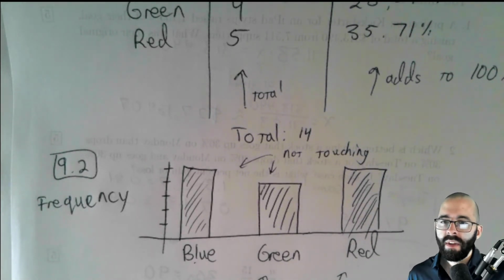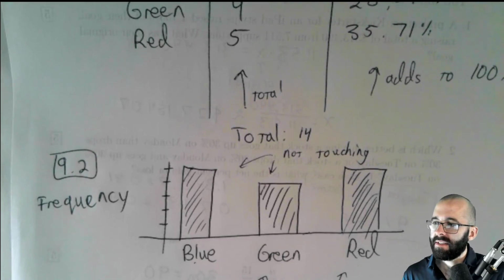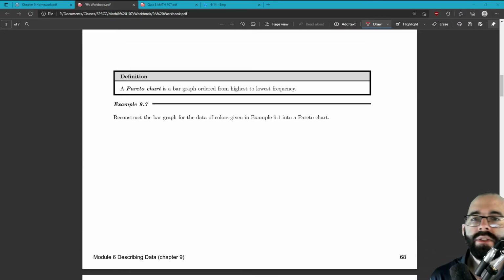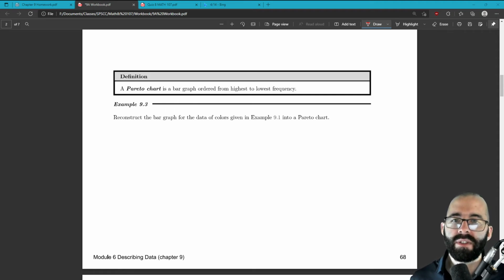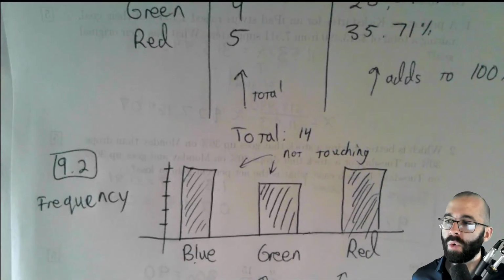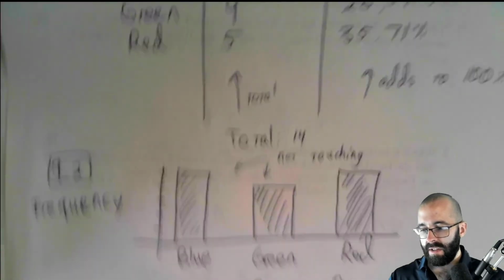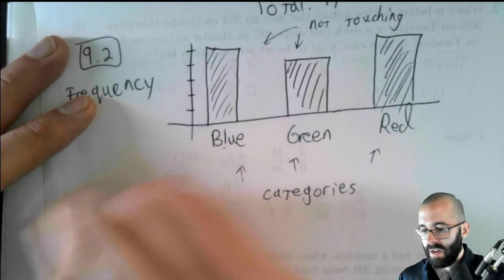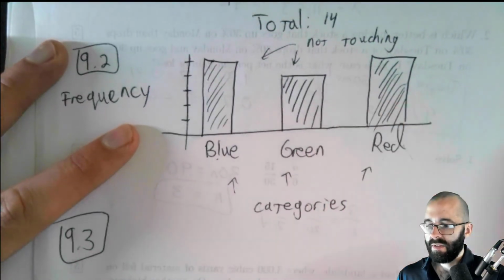Okay. And last but not least in this video, we're going to talk about Pareto charts. A Pareto chart is just a special kind of bar graph where it's ordered from the highest to lowest frequency. And that's what we're going to do next. We're going to make a Pareto chart. Same thing as a bar graph, just ordered. Because in a bar graph, I kept saying the order doesn't matter. But here, the order does matter. So highest frequency first, that's going to be 9.3. We're basically going to switch these two.